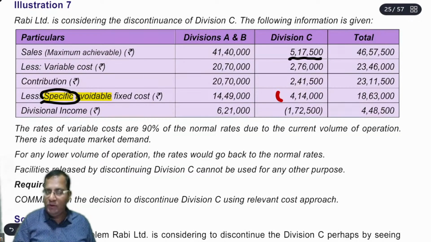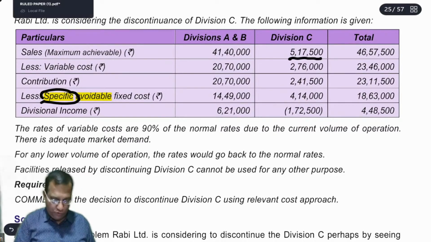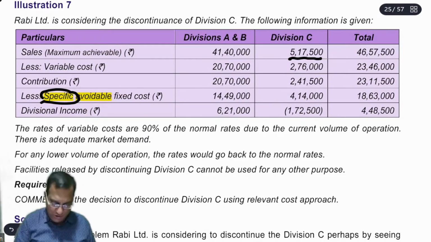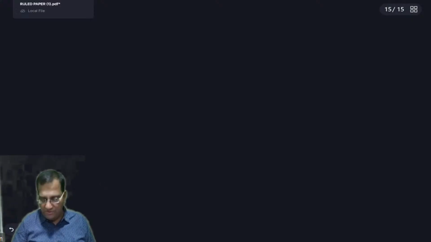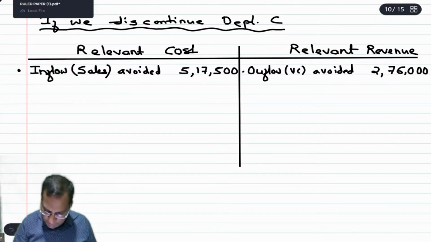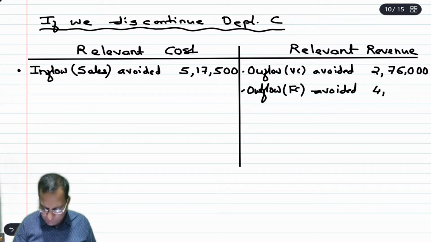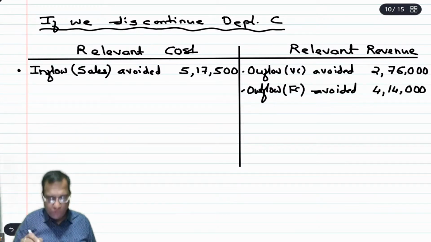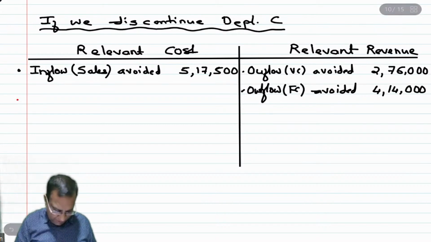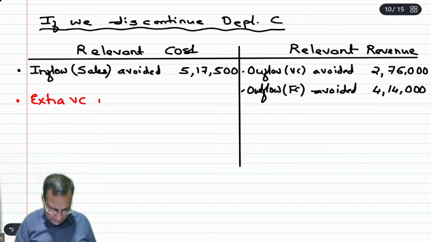So it's an outflow if we continue, but if we discontinue, 4,14,000 would be an outflow avoided due to discontinuation of department C. So it will be a benefit to us. Okay. So again, outflow in the form of fixed cost, outflow in the form of fixed cost avoided. It's 4,14,000.